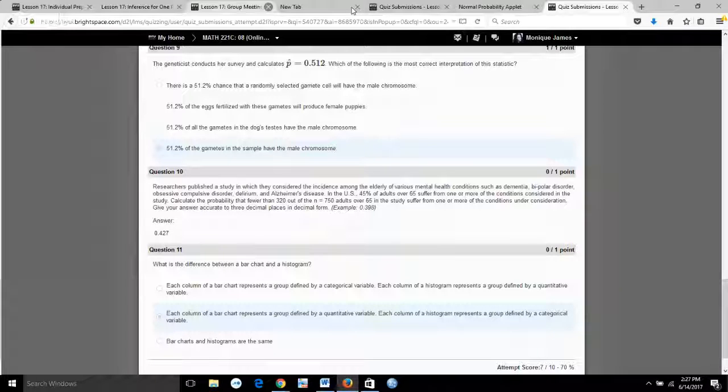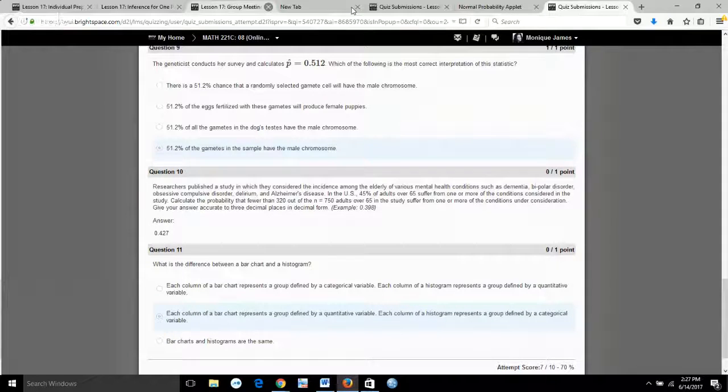So researchers published a study in which they considered the incidence among the elderly of various mental health conditions such as dementia, bipolar disorder, obsessive compulsive disorder, delirium, and Alzheimer's disease. In the US, 45% of adults over 65 suffer from one or more of the conditions considered in the study. Calculate the probability that fewer than 320 out of the 750 adults over 65 in the study suffer from one or more.